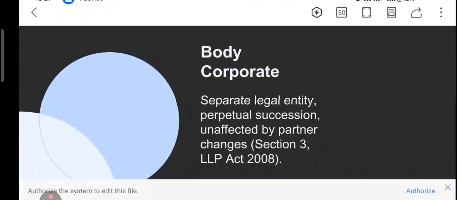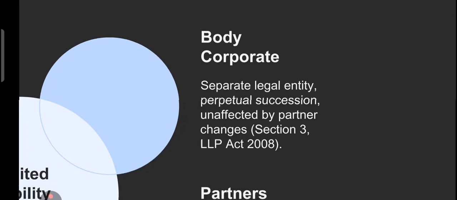Then we have body corporate. What is body corporate? An LLP is a separate legal entity. That means it continues to exist even if the partners change. That is called perpetual succession. Perpetual succession means the LLP is a separate legal entity, and it continues to exist even if the partners change.